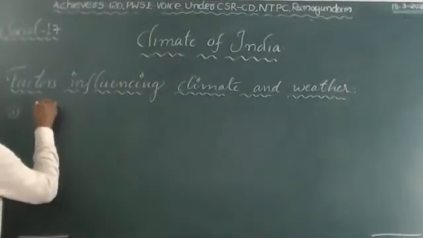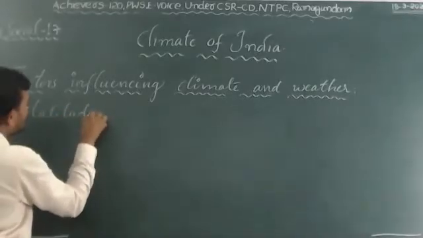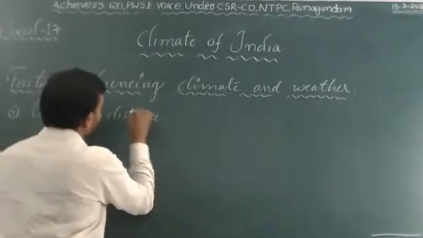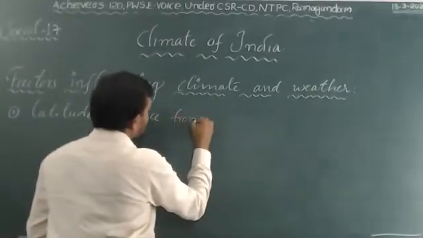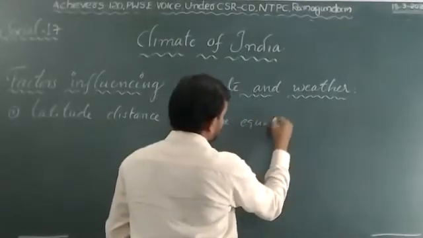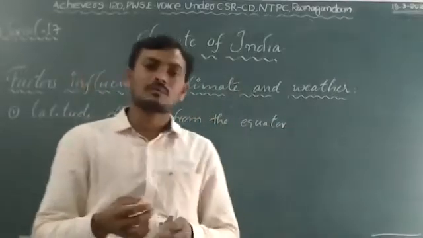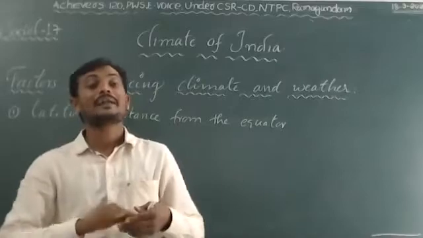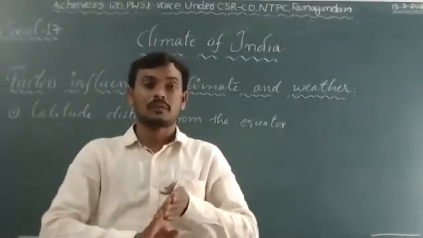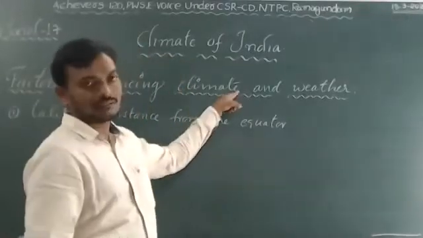The first factor is latitude, distance from the equator. Next are land and water relationship, altitude, and upper air circulation. So these 4 factors can influence weather and climate.